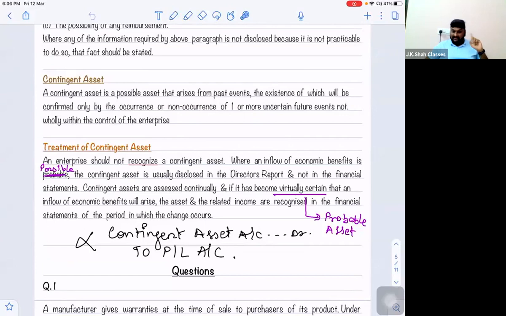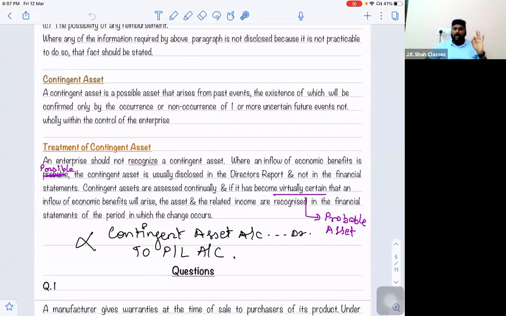Correct? And there it was the outflow of resources embodying economic benefits. Here it will be inflow of resources embodying economic benefit. And trust me on this, contingent assets can never be recorded in the financial statements. Means not in the P&L, not in the balance sheet, and not even in the notes to accounts. They are not allowed as per purely conservatism principles.